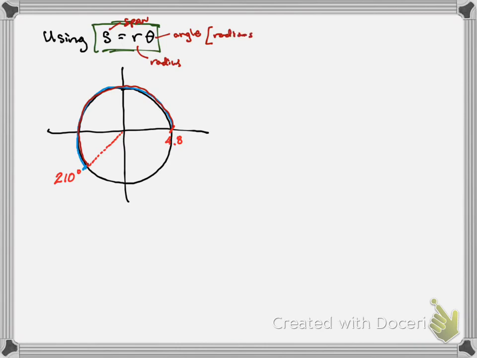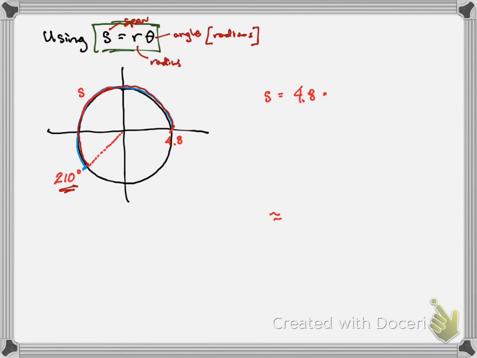So if the angle is not given in radians, if it's given in degrees, then you have to convert first. Notice here it is given in degrees, so we have to convert first. Our goal is to determine this span. What is this length? What is this arc length, this span right here? So we know that the arc length S is equal to R, 4.8, times, and we're going to round to three numbers.